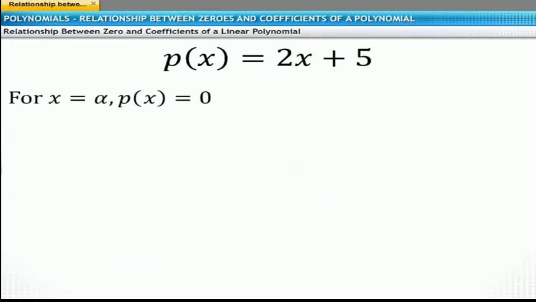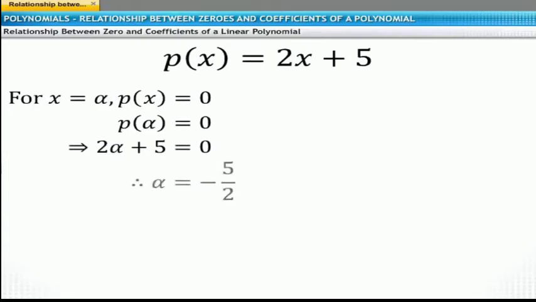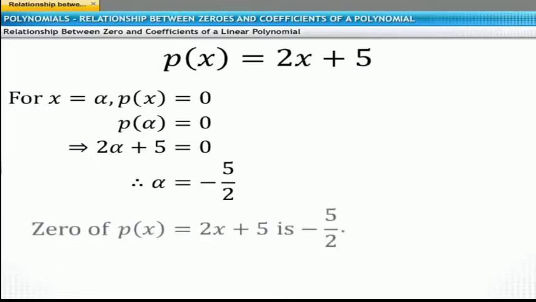Welcome to the lesson on the relationship between zeros and coefficients of a polynomial. Now we will learn the relationship between the zeros and the coefficients. The objective is to establish the relationship between the zeros and the coefficients of linear polynomials, quadratic polynomials and cubic polynomials. So now we will learn this.